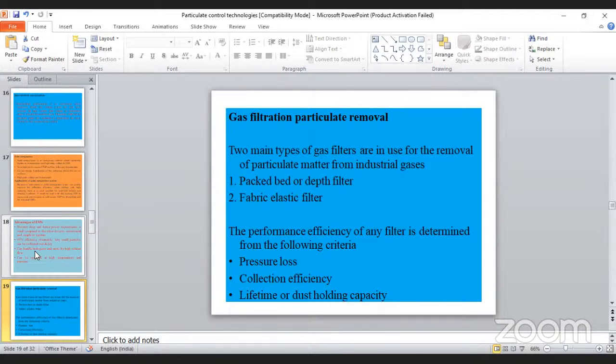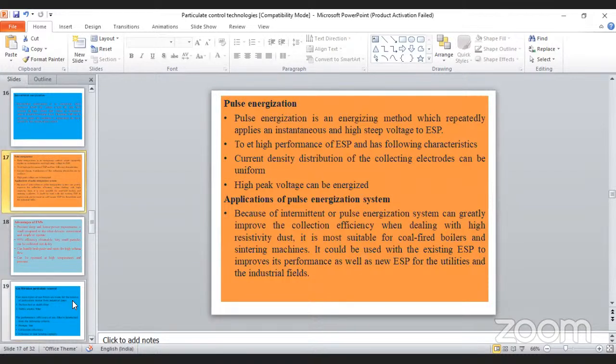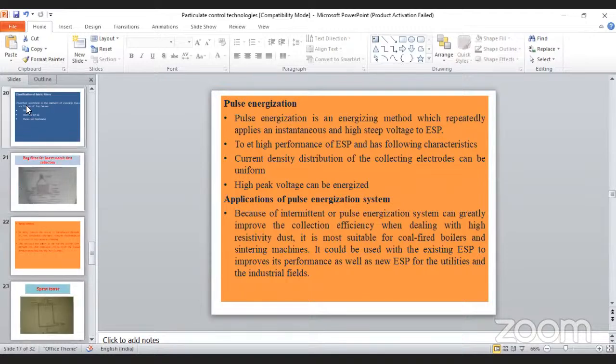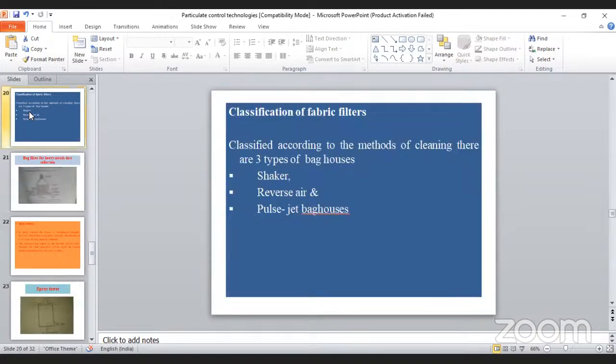One is the packed bed or depth filter. The second type is the fabric filter. The performance efficiency of any filter is determined from the following criteria: how much pressure loss there is, the collection efficiency, lifetime or dust holding capacity. Based on all those things, the efficiency of the filter media is decided. Then classification of fabric filters.